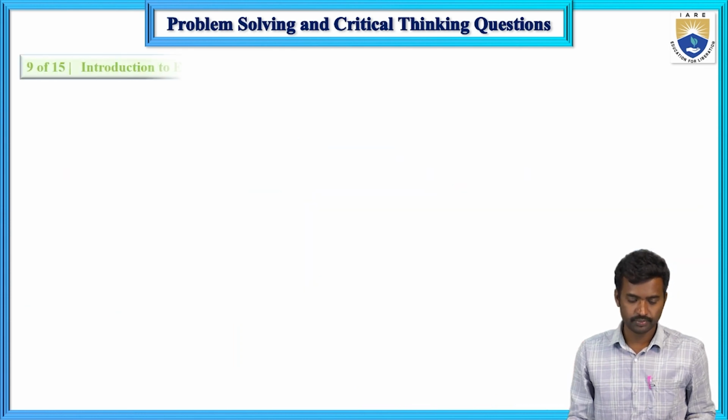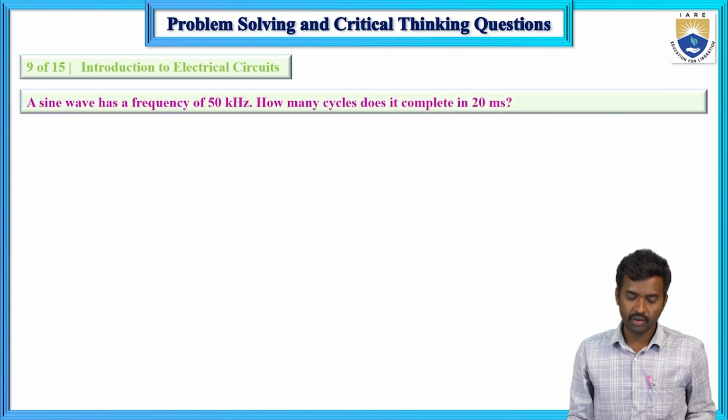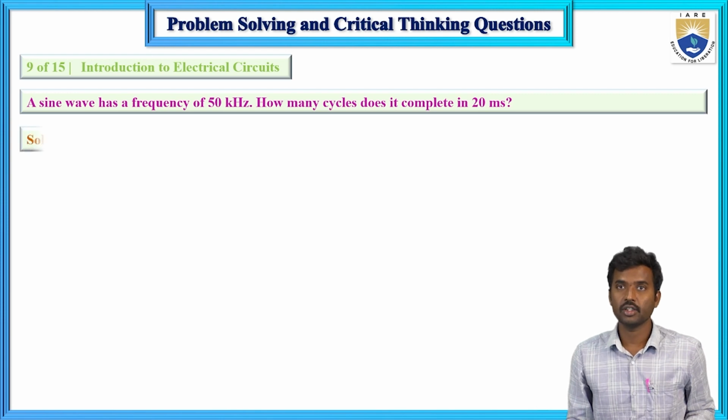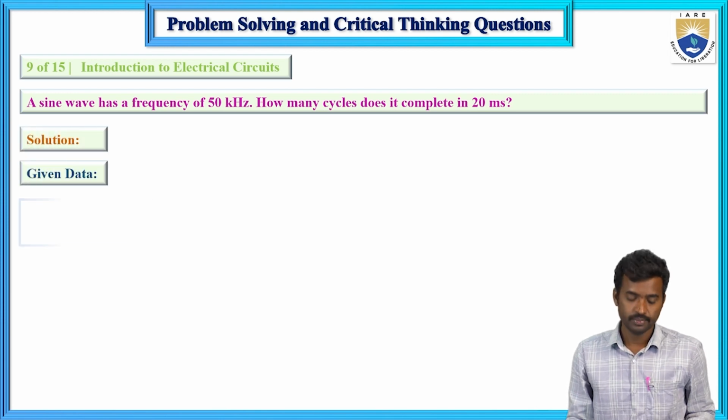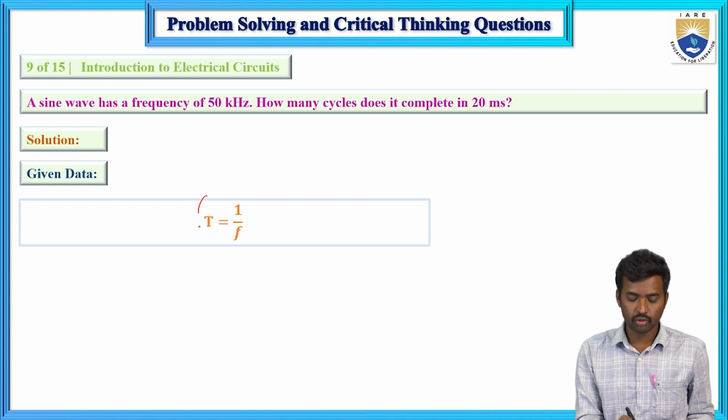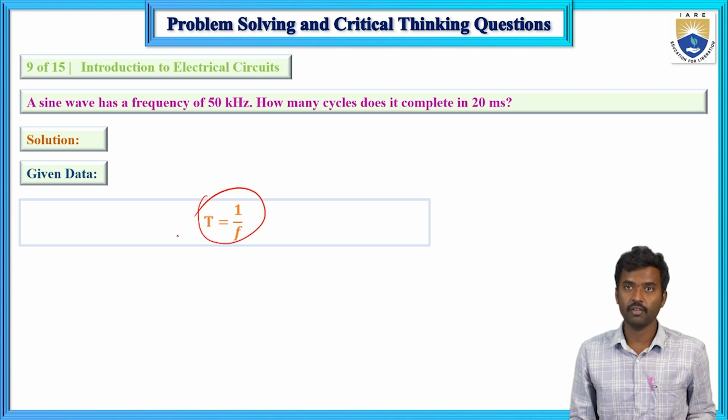Next, ninth question. A sine wave has frequency 50 kHz. How many cycles does it complete in 20 milliseconds? So first determine the time period. So time period equals, what is the formula? 1 by f. So the reciprocal of frequency is known as time period.